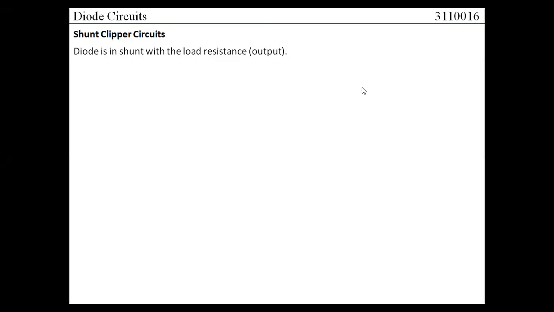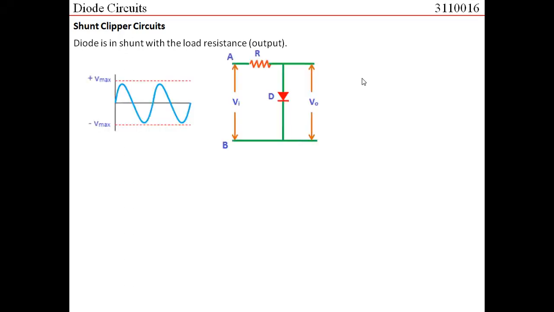Let us try to take a simple example of a shunt clipper. Let us try to see this circuit. In the series clipper, we had seen that the diode usually was present in this branch or in this part of the circuit. Here, the diode is present here. The output is taken across the diode. So, this gives the name to the circuit as shunt clipper.